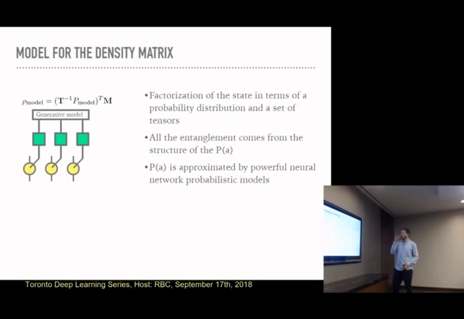I guess one observation is that you can think about these ansatz in different ways. So one is, okay, it's this inversion of the Born rule and so on, but you can also think about it as a factorization of the quantum state in terms of a probability distribution P, which is my generative model, and a set of tensors. And the interesting thing is all the entanglement comes from the structure of P, because the rest is factorized, all right? And as I said before, P is approximated by neural nets or probabilistic models.